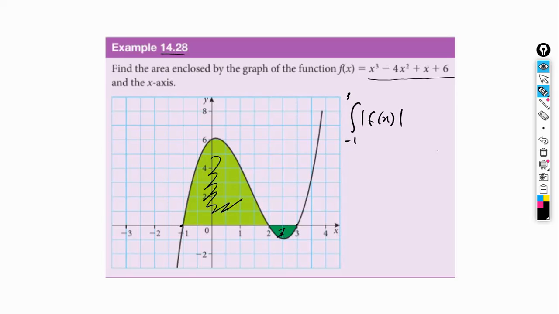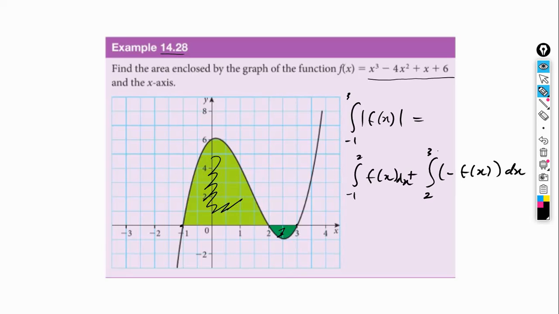But we can also rewrite this as the integration from -1 to 2 of f of x, right? Because this part is positive, plus the integration from 2 to 3 of minus f of x. What we're doing is simply applying the rule for absolute value, right? Oh, and let's not forget, always write this, right? dx.